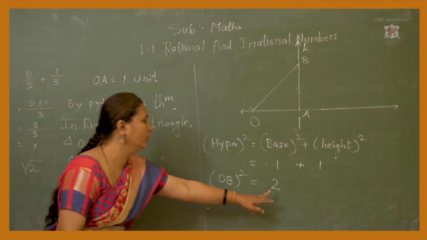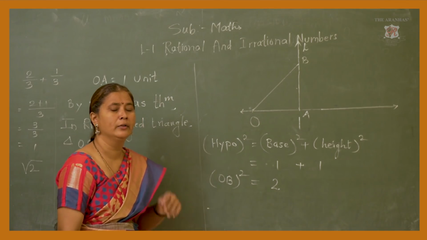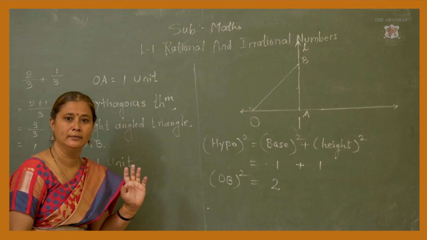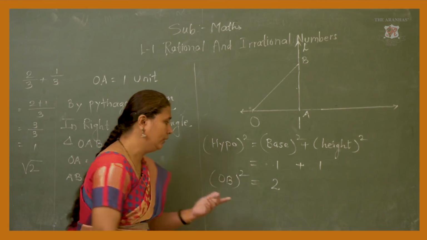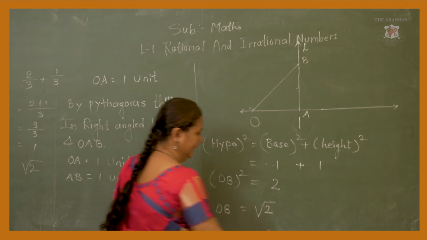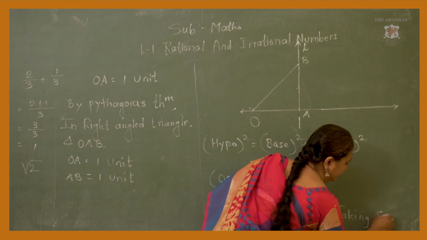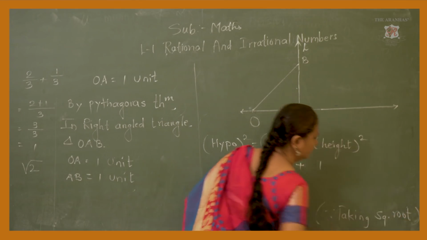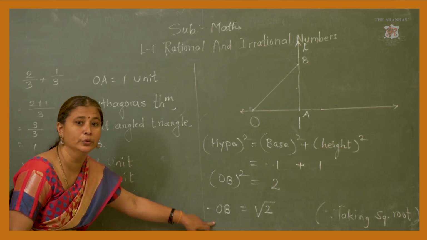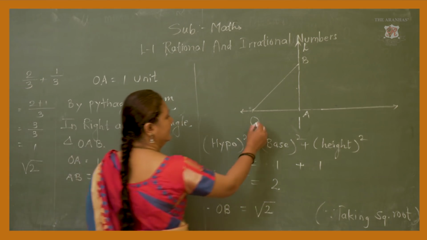OB square is equal to 2, but we don't want the distance of OB square, we want the distance of OB. So, we have to take the square root on both sides, isn't it? When we take the square root, that time OB is equal to root 2 we are getting, and in front of this step write taking square root. So, in that way we got root 2 for the right angle triangle OAB.